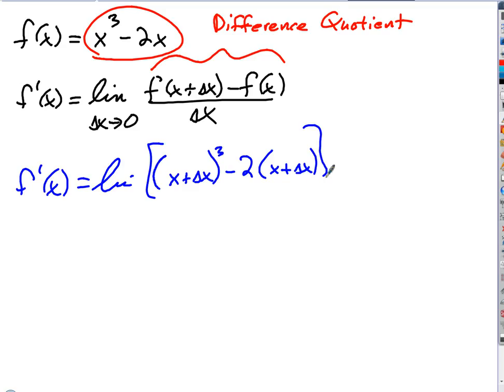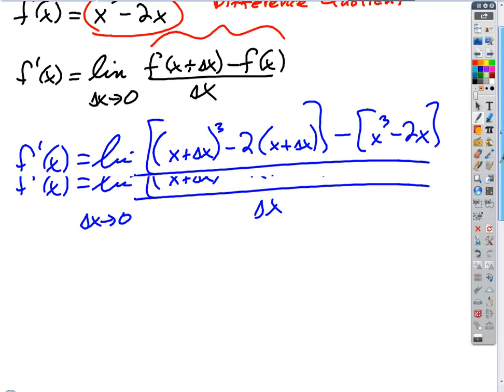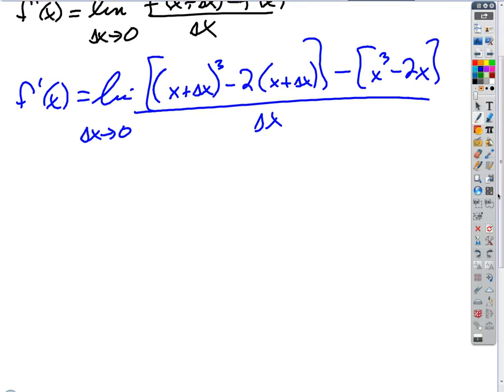Okay, so that part right there is f of x plus delta x, right? Yes. Okay, good. Minus f of x. Agreed? Yeah. Okay? All over delta x, good. So now we got a little algebra to do. I'm going to resist the temptation to go through Pascal's triangle right now, but by the end of the week, we'll go through it.